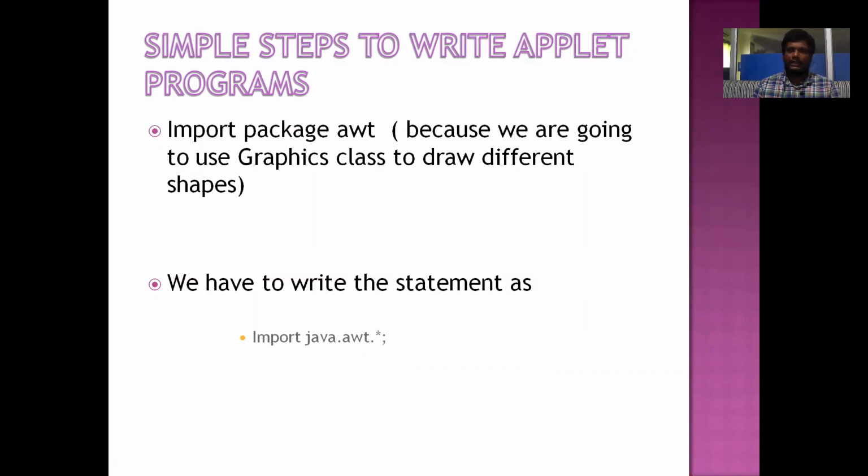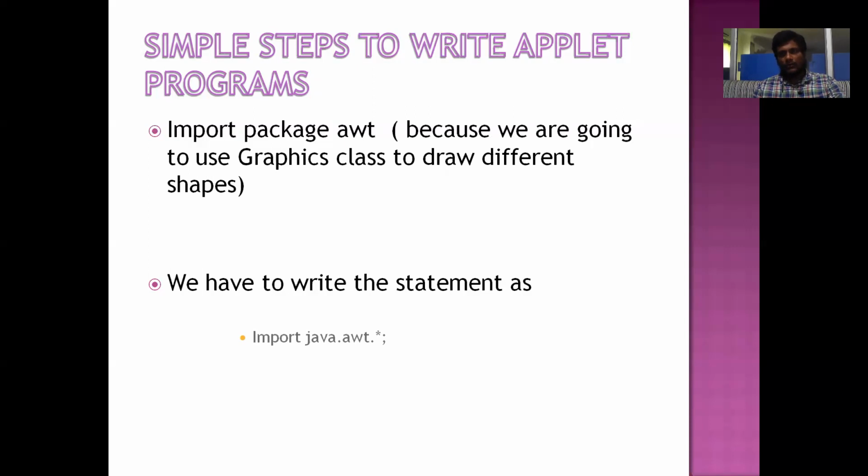Coming to the next step, after importing the applet package, we know that applet programs do not contain a main method. Instead of the main method, these programs contain the paint method. The paint method takes a Graphics class variable as a parameter, and that Graphics class is present in the AWT package, the Abstract Window Toolkit package. We already discussed this package in unit number 6. If we want to use that Graphics class, we have to import it into our program.